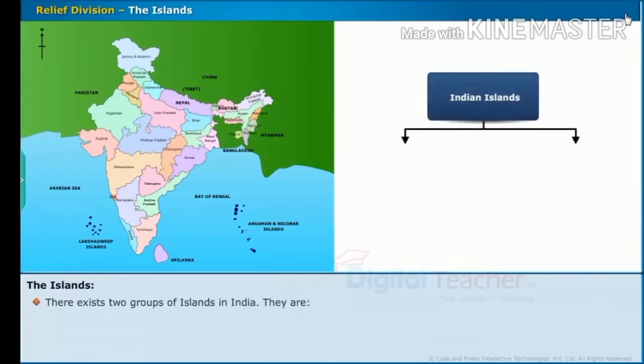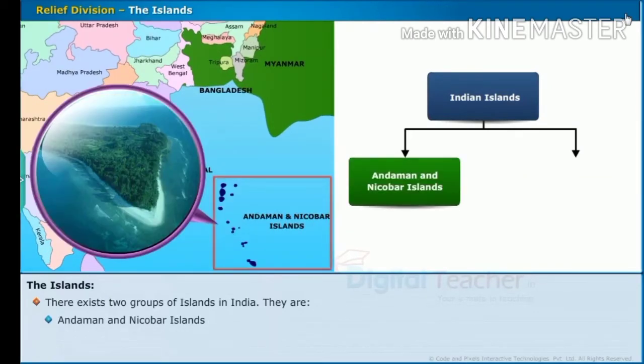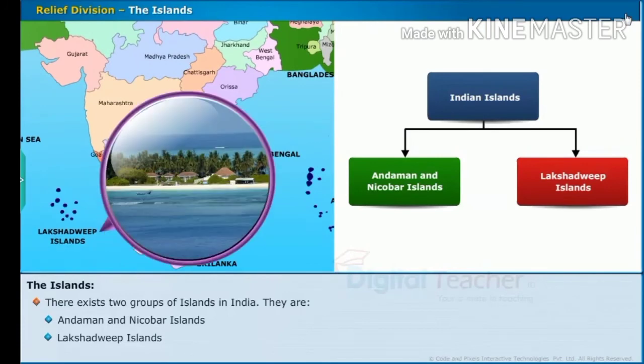There exist two groups of islands in India. They are the Andaman and Nicobar Islands, and the Lakshadweep Islands.